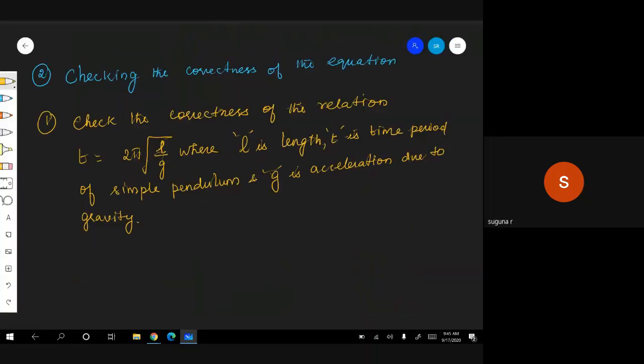Okay, next application: checking the correctness of the equation. I told you there are 3 applications. Number 1 is conversion of one system to another system. Number 2, checking the correctness of the equation. Number 3, deriving formula for physical quantities. Now we are dealing with the second one. First, conversion of one system to another system is over.